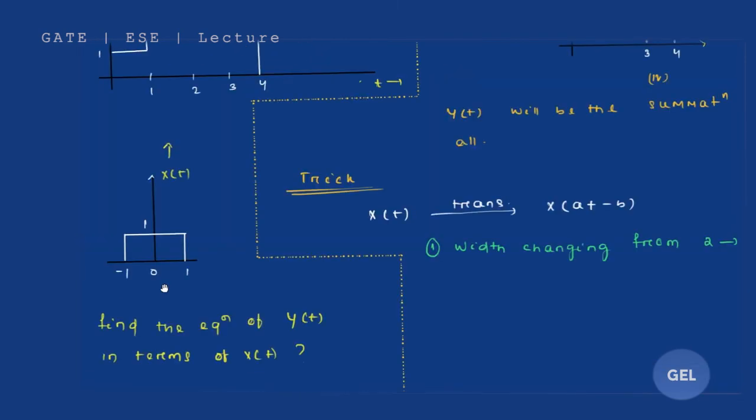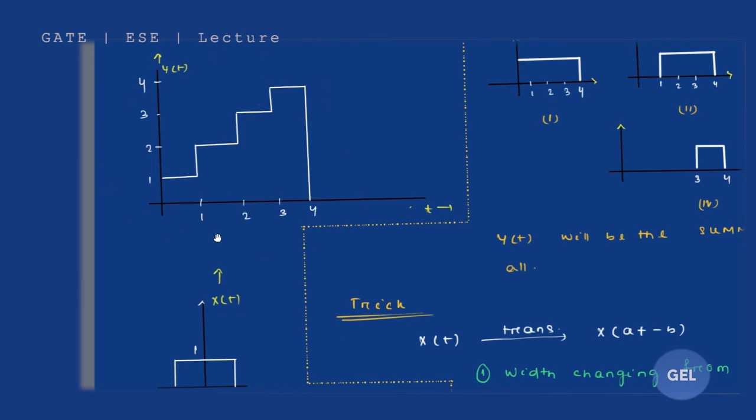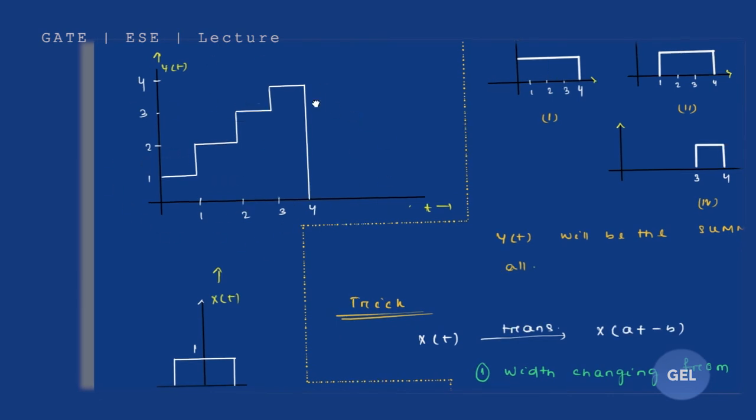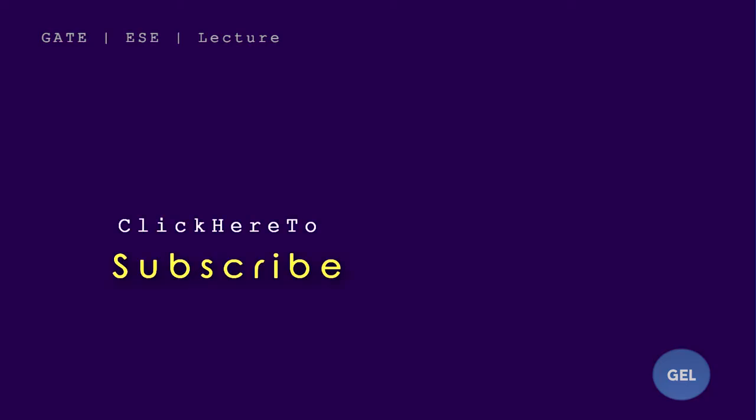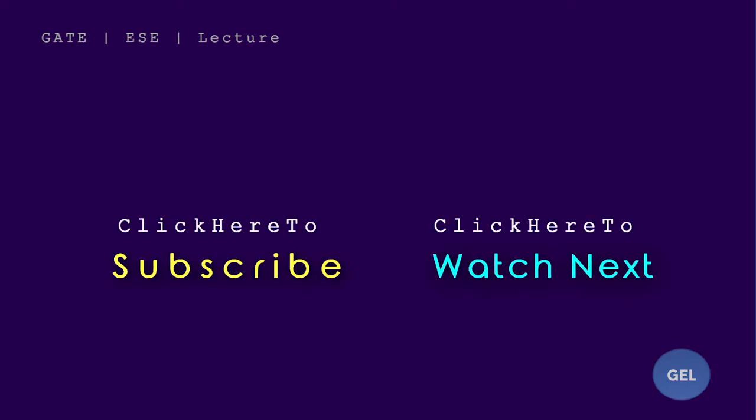Now I'm going to discuss with you a very important question. This is a very important question, and you need to solve this. You need to write down the equation of this kind of graph by using this graph, okay. Using this x of t, you need to write down the equation of this graph.